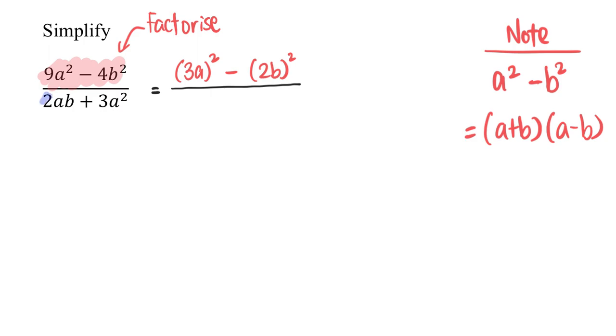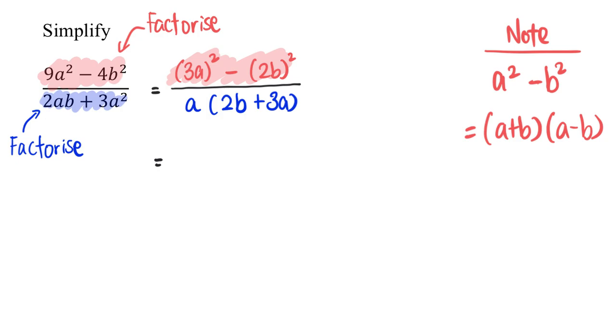And at the same time, we could also factorize the denominator as well. The denominator, we just need to take out a as the common factor. I've got 2b plus 3a. Okay, and we can continue to factorize the top, where we will eventually get 3a plus 2b, 3a minus 2b.